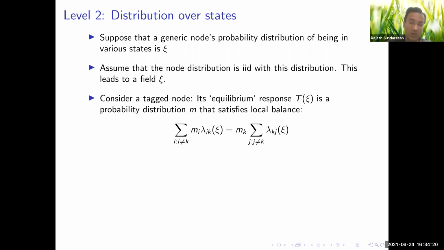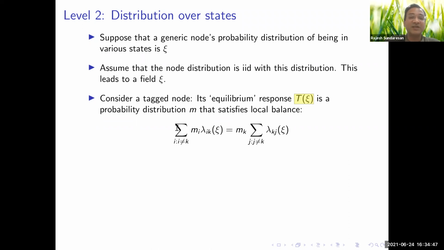And now we'll look at one tagged node. We'll isolate this node, and we'll see how this node responds to this equilibrium. The notion of response that we will have is we will demand a certain local balance. So the response is T of xi to the field, which will be a probability distribution m. I take this xi and I respond to it, that is T of xi, which is a particular m. So what property does that m satisfy?